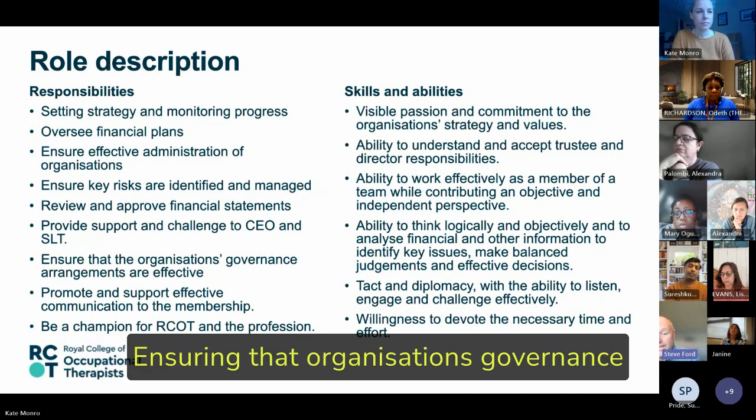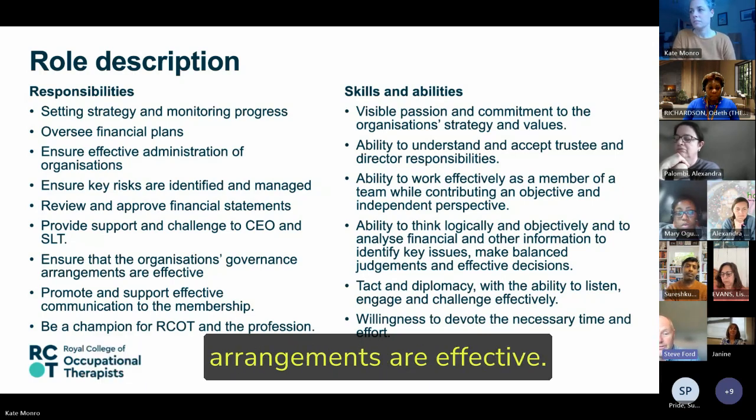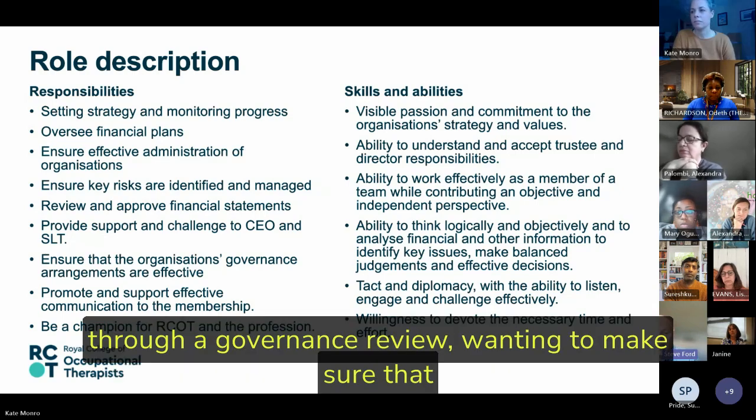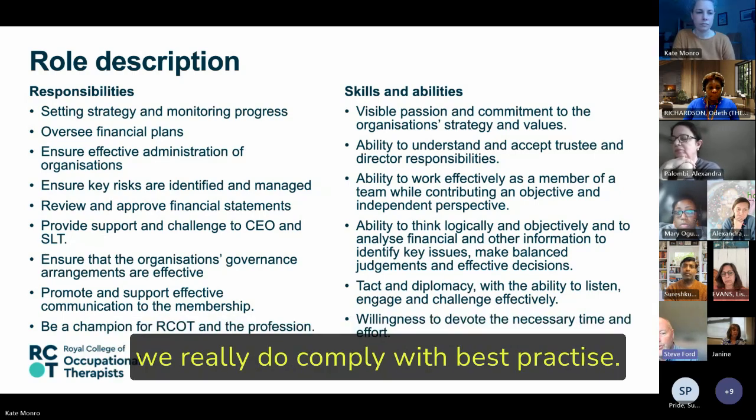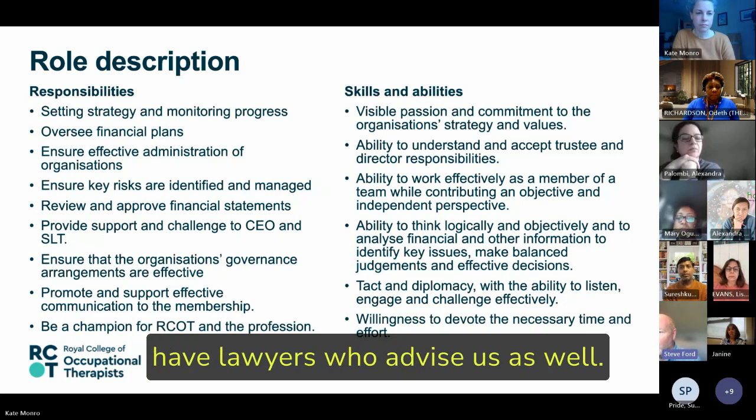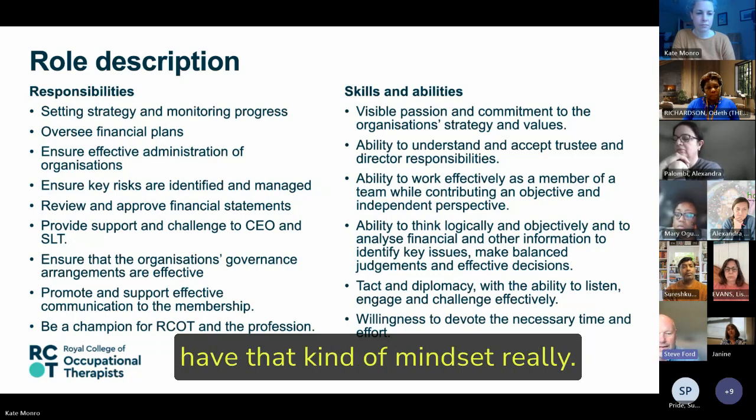Yeah, ensuring that the organization's governance arrangements are effective. So, as you know, at the moment we're going through a governance review, wanting to make sure that we really do comply with best practice. We've got Kate to advise us. We have lawyers who advise us as well. But the council needs to have that kind of mindset.